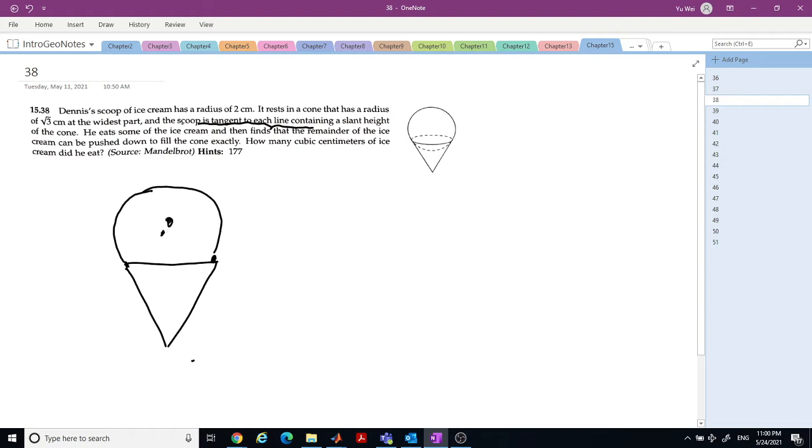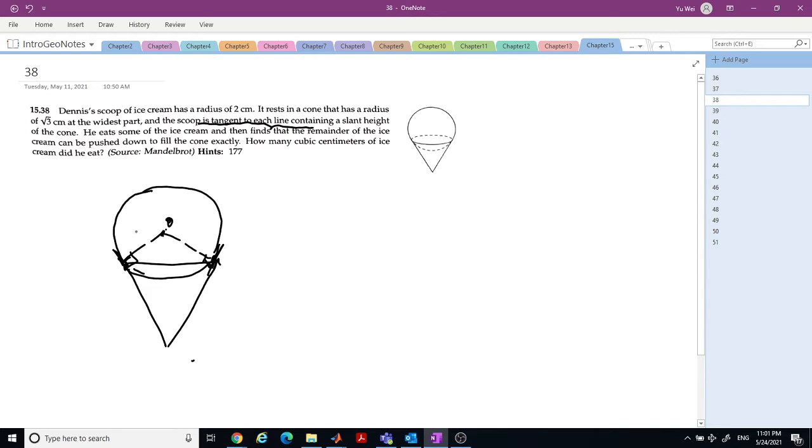Then you can see the scoop is tangent to each line containing the slant height of the cone, right? So here is the tangent line. From the tangent line, we know here is the circle, right? This is the circle. So you know from the center to the touch point is 90 degrees.